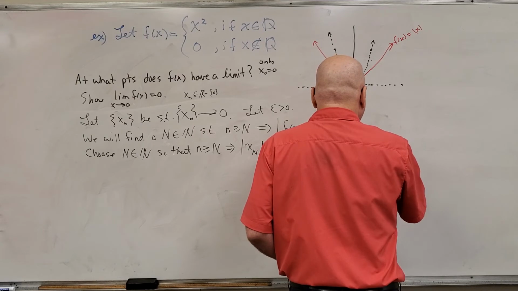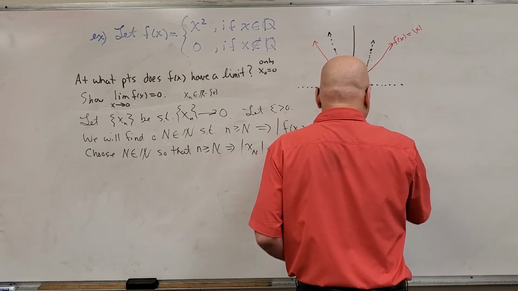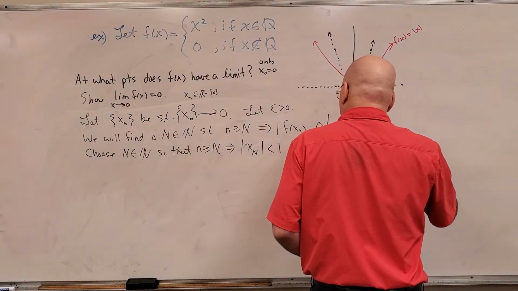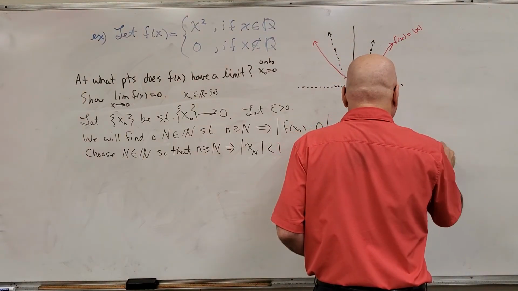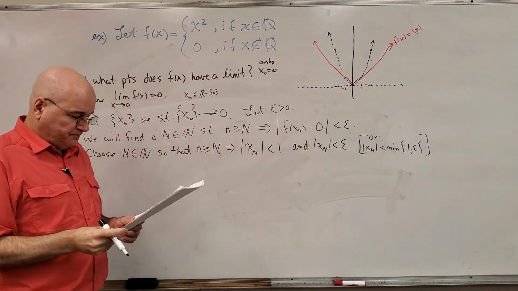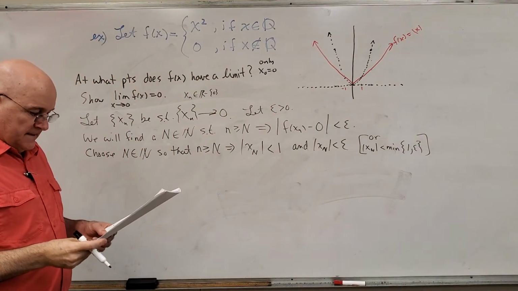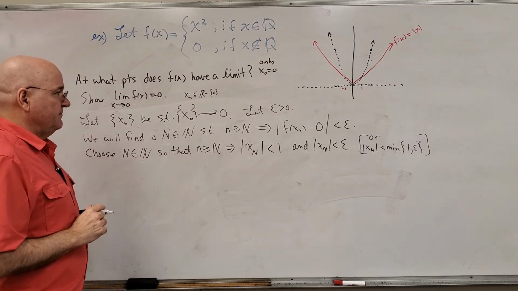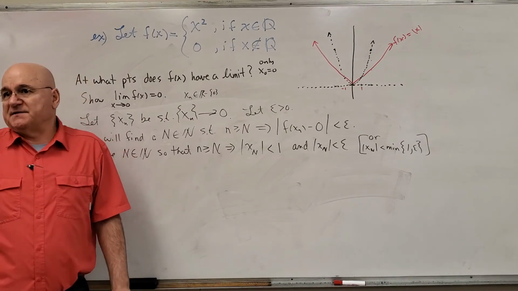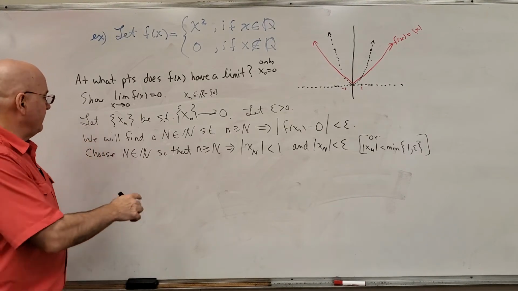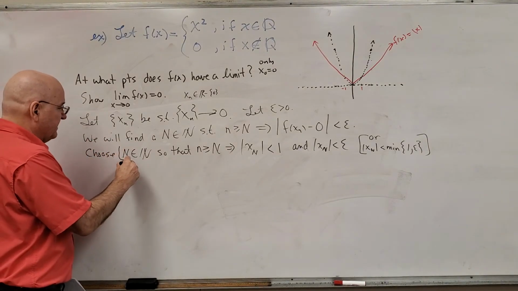Or absolute value of x capital N less than the minimum of 1 and epsilon. So it looks just like the previous proof. Now, why do I know an N exists like that? And I could write it down as a statement because xn converges to 0. The sequence xn converges to 0, so I know this N exists.